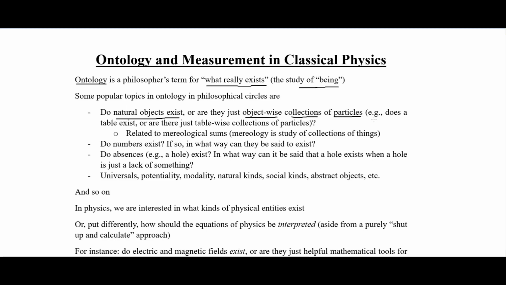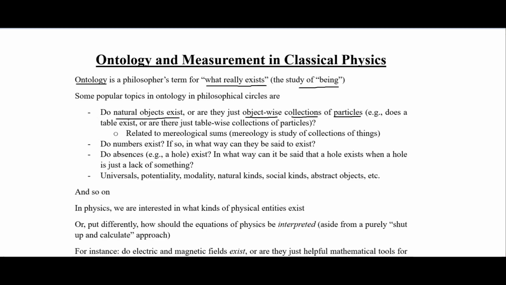This gets to what's called nominalism, where we ask, do tables exist, or are they just a table-wise collection of particles? Is table just a word that refers to a table-wise collection of particles? Tables aren't a thing that we are ontologically committed to existing. They're just a shorthand for a collection of particles that are arranged in a certain way that can then get used as a table.